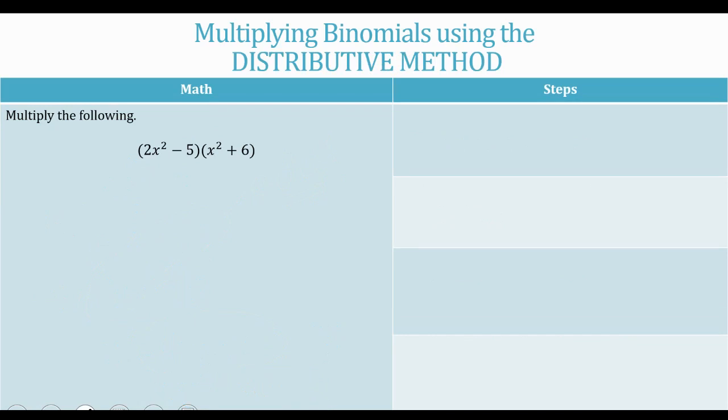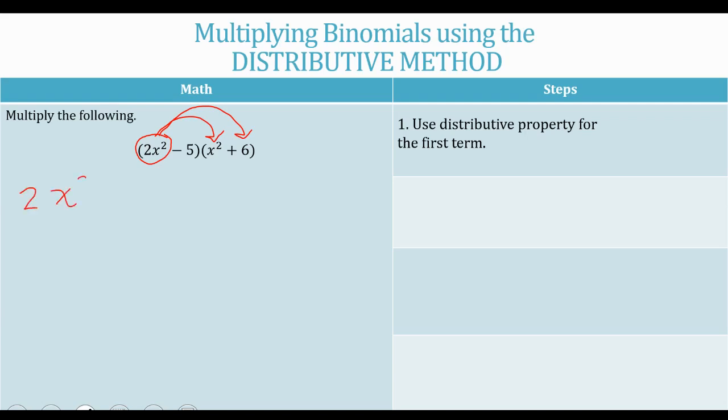For this example, we are going to use the distributive method. Basically what we're going to be doing is distributing the first term twice and then distributing the second term twice. This is also called the FOIL method, if you've heard of that before. So I'm going to take this first term, this 2x squared, and multiply it to both terms in the second set of parentheses. I'm going to write my work over here. I have 2x squared times x squared, and then I have 2x squared times 6.